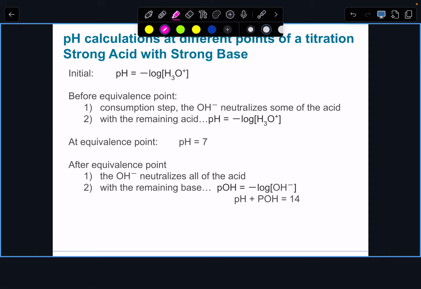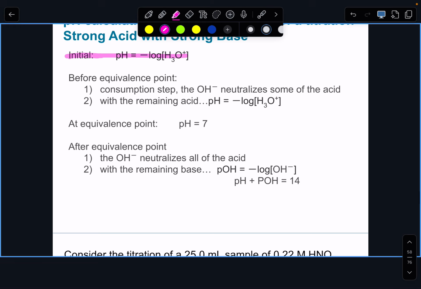Let's just highlight the ones we're going to do right now. We're going to look at what happens before you start the titration at all, and then once you've added a little bit, but not enough to get you to the equivalence point. Okay, those are the 2 we're going to do. And then, like I said, at the equivalence point, the pH is equal to 7.